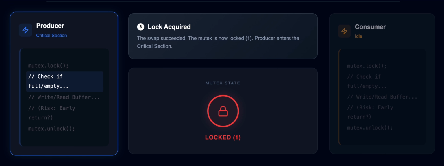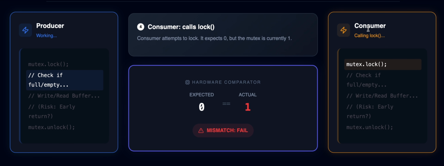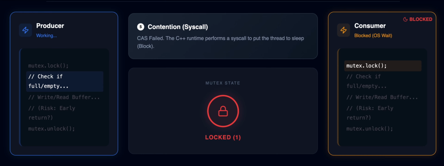Now the consumer calls lock, but what happens? It does the CAS comparison again and it expects 0, but it actually got 1. It means that the mutex is already locked, so the consumer can't acquire the lock, so it fails. Now in a bad implementation, the consumer would spin in a loop, burning 100% of your CPU. But mutex is smarter. Since the lock is taken, the C++ runtime makes a syscall. It tells the OS, put me to sleep until this address changes. The consumer is now blocked, saving your battery life.